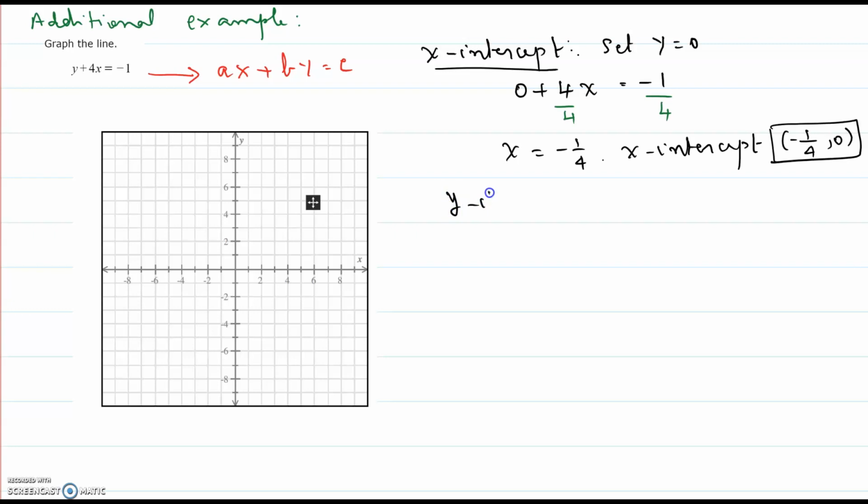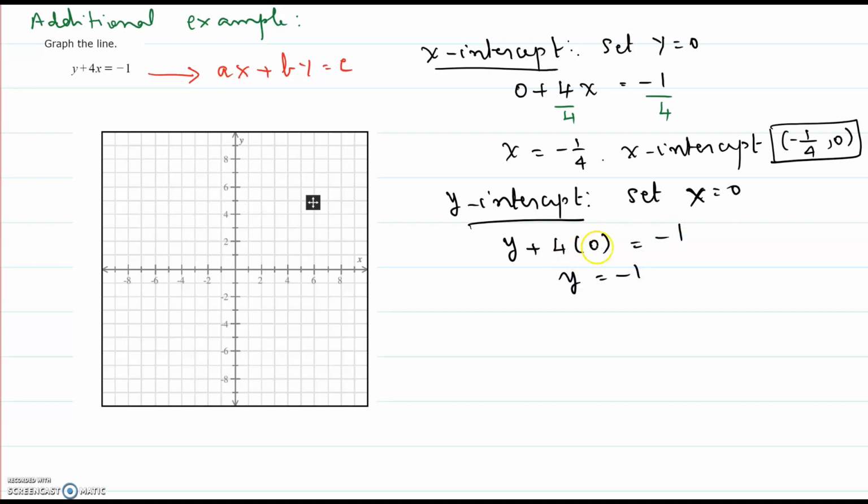Then what is the y-intercept? Meaning where the graph crosses the y-axis. So set x to 0 in the original equation given in the problem. So y plus 4 times 0 equal to -1. 4 times 0 is 0, so y equal to -1. If you write that as an ordered pair, the y-intercept is an ordered pair.